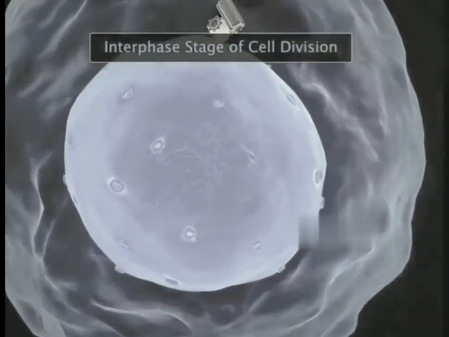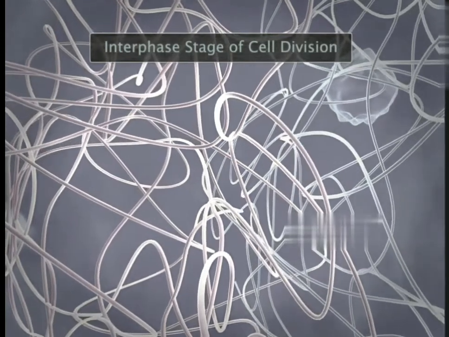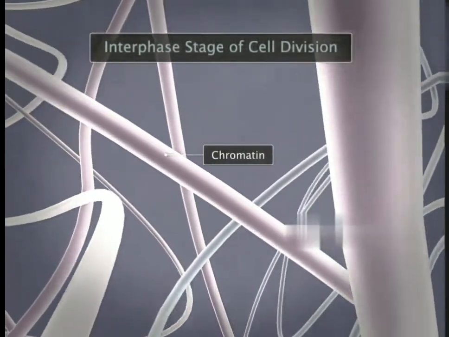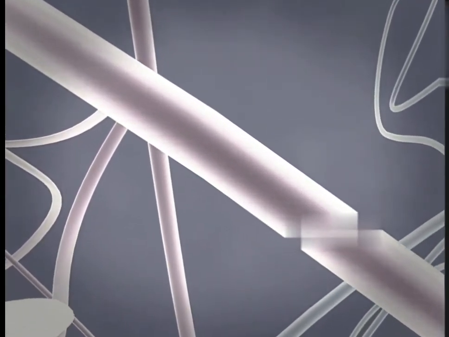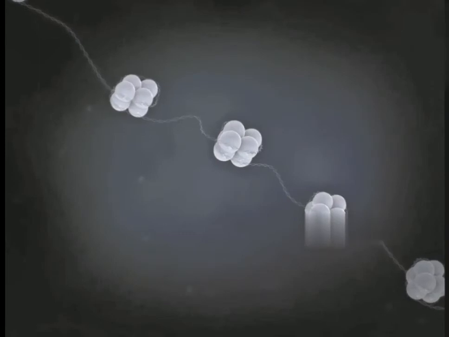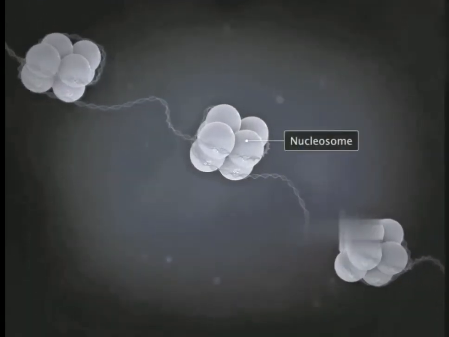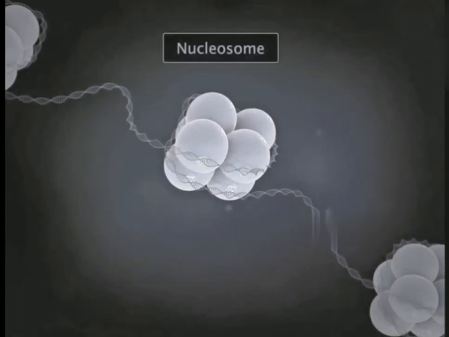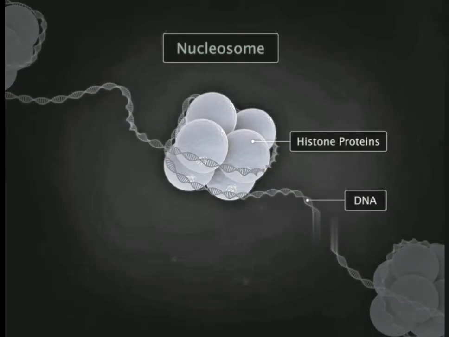When a cell is in the interphase stage, its genetic material is in the form of a loose network of nucleoprotein fibers called chromatin. Under an electron microscope, the chromatin fibers appear like beads on a string. The beads are nucleosomes. A nucleosome is made of two copies, each of 4 histone proteins with DNA wound around them.